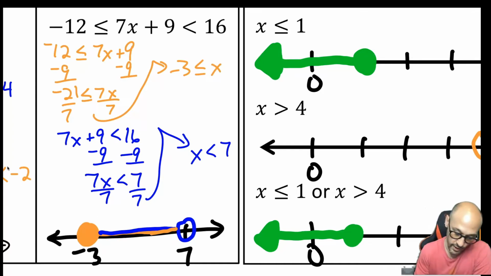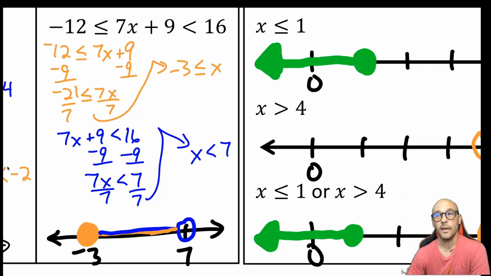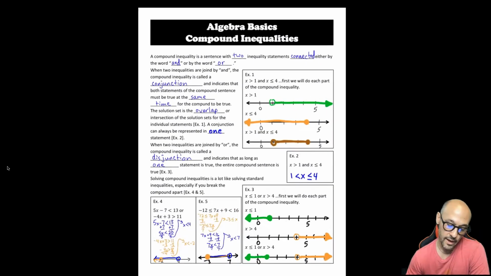So really remember that the orange would continue on this way forever like that, and the blue would continue on this way forever like that. But because we have a compound inequality, that's where it stops. And that is compound inequalities.